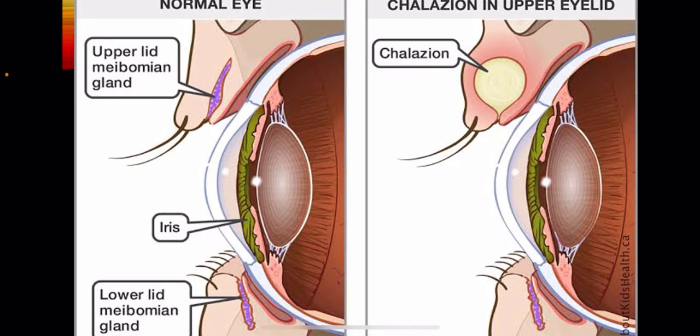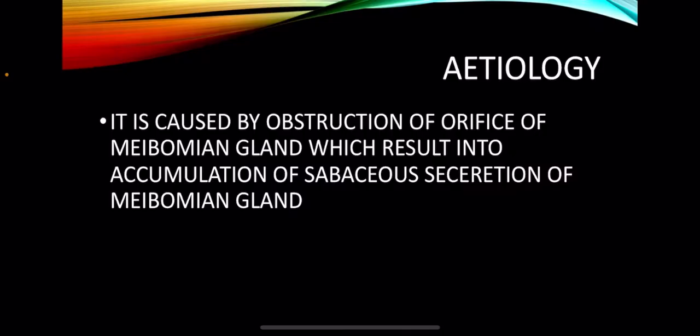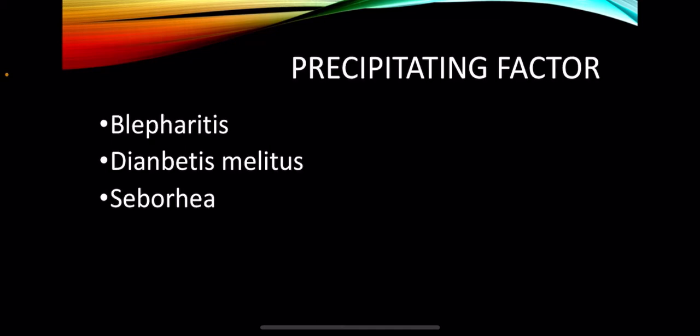What is the pathogenesis of the Chalazion? The pathogenesis of the Chalazion is that it is caused by obstruction of the orifice of the Meibomian gland, which results in accumulation of the sebaceous secretion of the Meibomian gland. So whenever there is a blockage of the orifice of the Meibomian gland, it means that there is an accumulation of the secretion within the acini of the gland. So that is the pathogenesis.